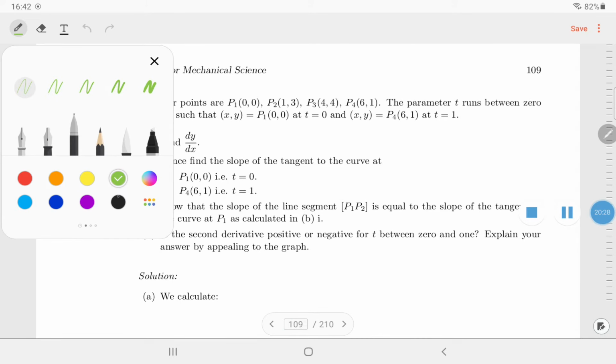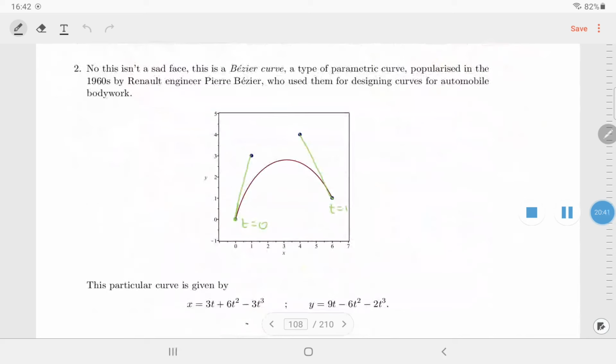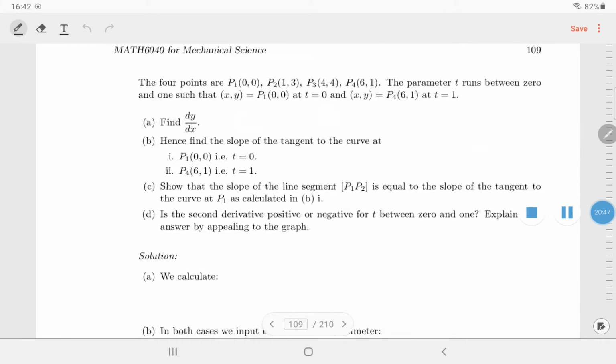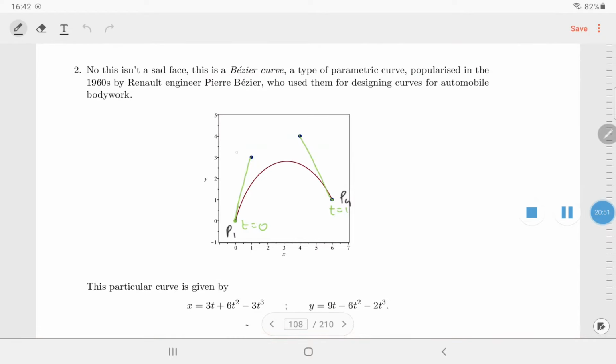So the 4 points are given here: P1, P2, P3, P4. The parameter t runs between 0 and 1, such that you're at P1. Maybe we'll just label P1 and P4 anyway. So this is P1 and this is P4. We might come back to the other points later, which we'll do now. So P2 is (1, 3). This is P2 and necessarily this is P3.